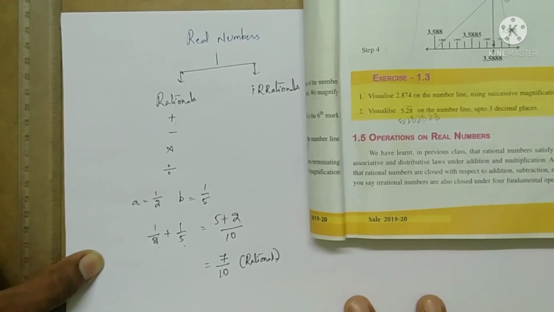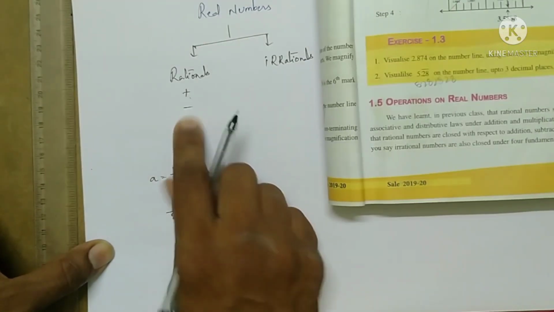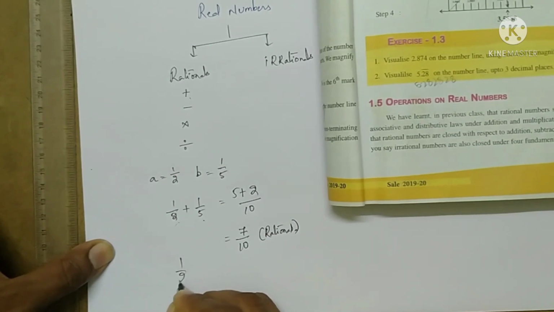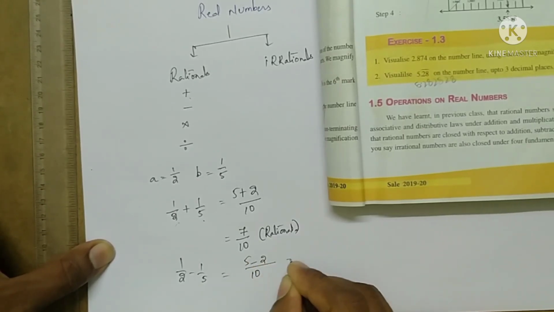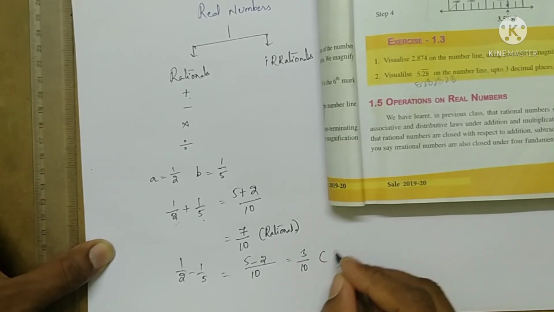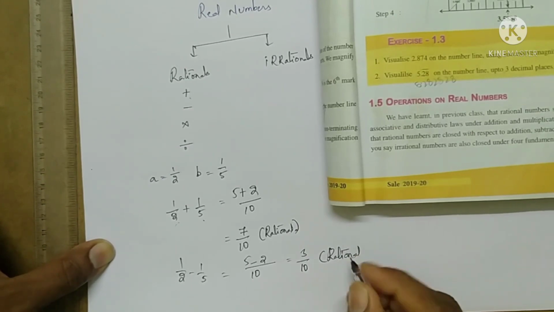Similarly, subtraction. 1 by 2 minus 1 by 5, LCM is 10, 5 minus 2, that is equals to 3 by 10. It is also a rational number, right?